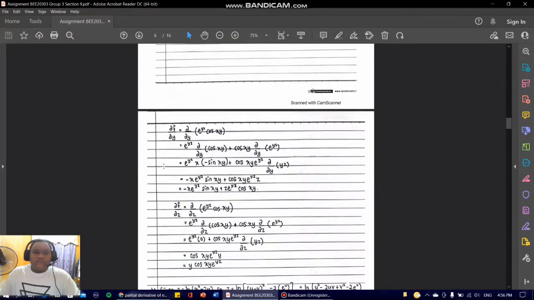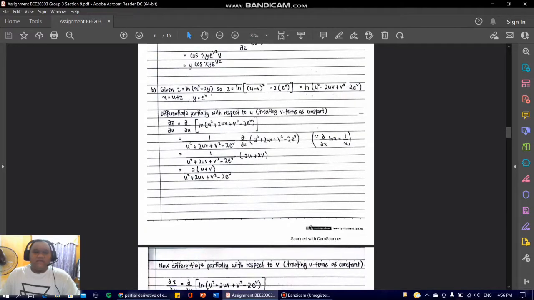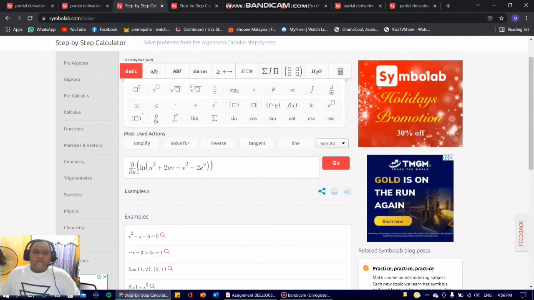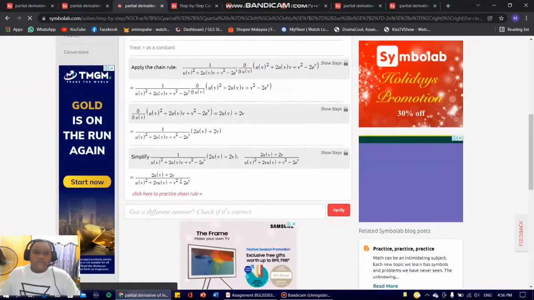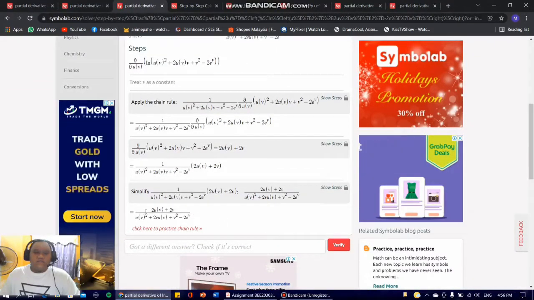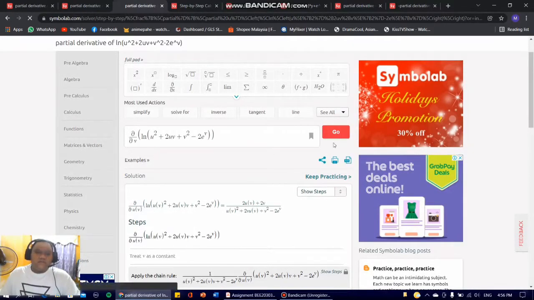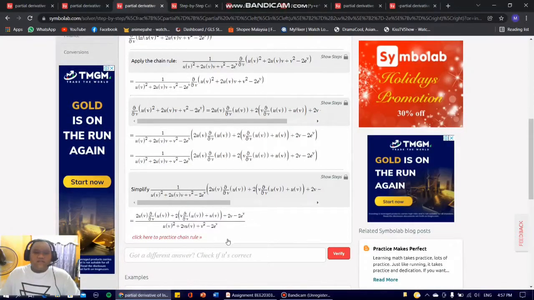Next, we move to question B. We have to find the partial derivative of z with respect to u and with respect to v for the given function. First we find the derivative with respect to u for the given function, and we got this as the answer. Then we change it to v, and we got this as the answer.